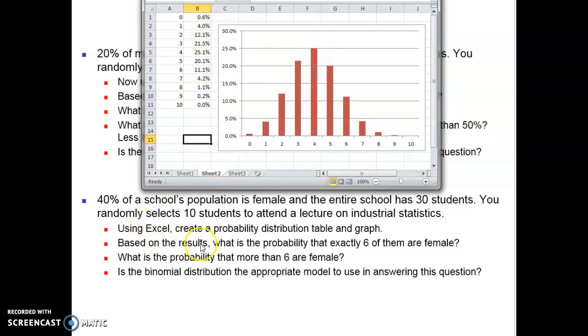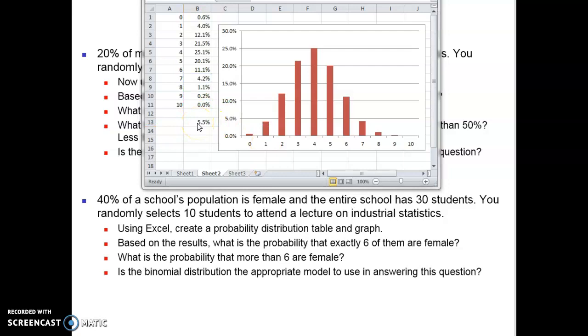Next, it says, based on the results, what is the probability that exactly 6 of them will be female? Well, we can look at our bar, and it's 11.1, or we can look at our table, 11.1. What is the probability that more than 6 are female? Well, there's a couple ways to do this. One way is to add up the probabilities for each value that is greater than 6. Put equals here, the probability of 7 plus the probability of 8 plus the probability of 9 plus the probability of 10, and you get 5.5.